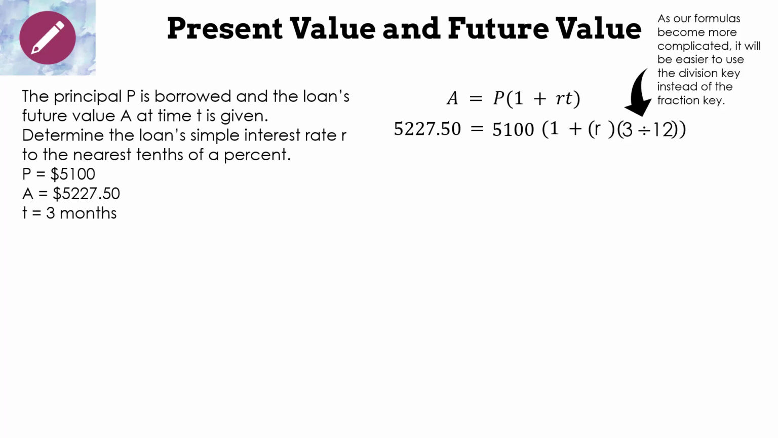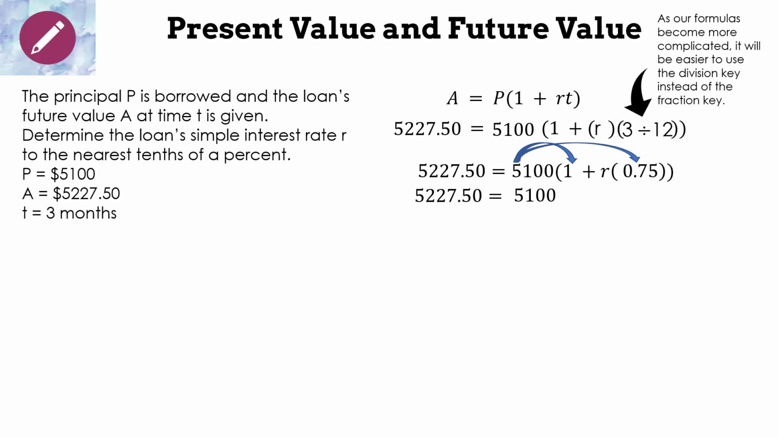Just as a reminder, what I'm going to start doing is using the division key on my calculator. It's a little bit easier than doing the fraction key, especially when we have all these numbers. All right, let's simplify. When I take 3 divided by 12, I end up with 0.75. Hopefully you remember your algebra where we have to use the distributive property. So I'm going to take 5,100 times 1 plus 5,100 times 0.75. Now these are a lot of numbers for me to say, so as we go through, just look at the numbers.